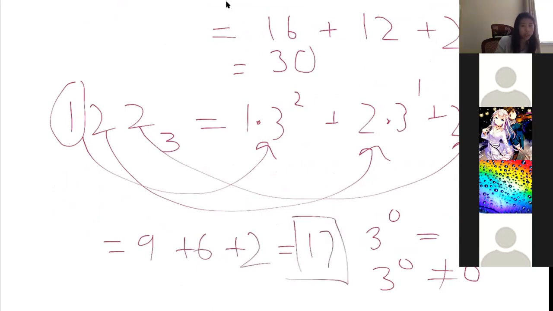Okay, 17 is in base 10. If you don't write a base subscript, then you just assume it's in base 10. So that's what humans normally use. And we probably use 10 because we have 10 fingers, but no one really knows.